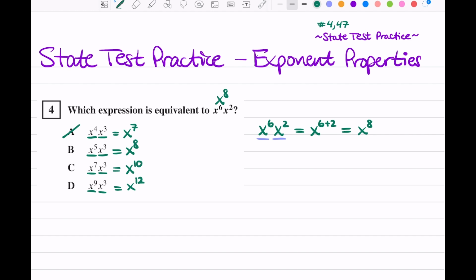And which expression is equivalent or means the same thing as x to the sixth x squared? That would be option B.